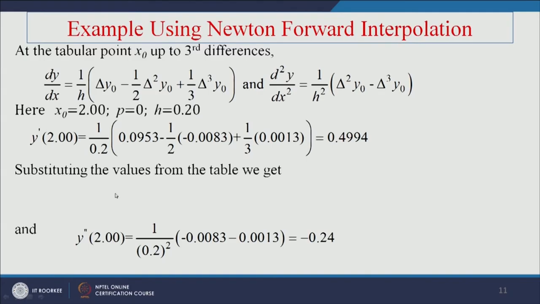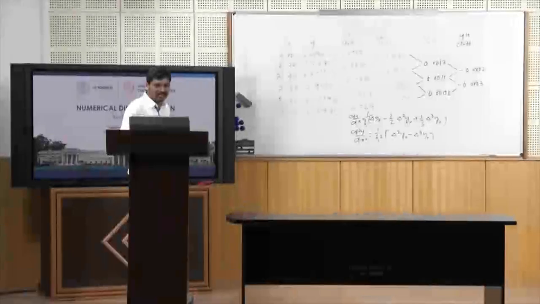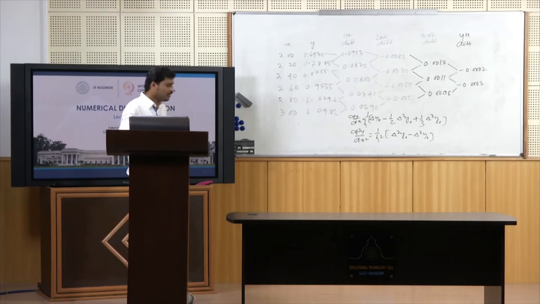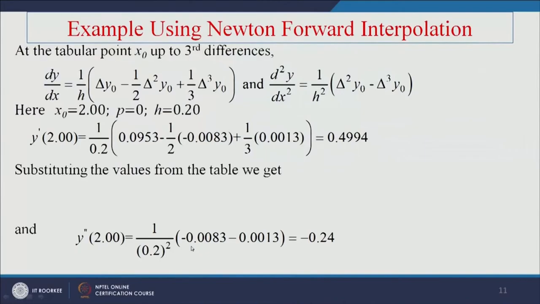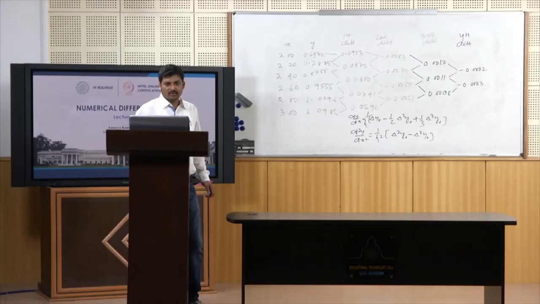And if you use the second order differentiation here, then we can find this as 1 by h square, that is 1 by 0.2 whole square into del square of y 0 minus del cube of y 0, that is minus 0.0083 minus 0.0013 here. So, the total value is minus 0.24 here. So, next we will go for Newton's backward interpolating polynomial.